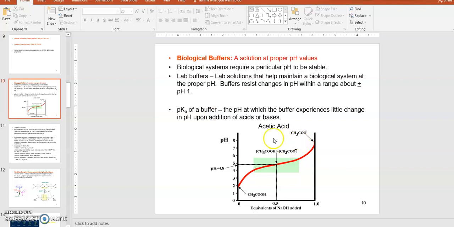For example, acetic acid can protect against pH change around what? pH 4.8. If you add more NaOH or more hydrochloric acid, the change will be very slow because the acetic acid can bind a lot of those, so it resists the pH change. That's what buffers do. By doing so, they protect biological molecules that are existing in the solution together. That's the function of the buffer.